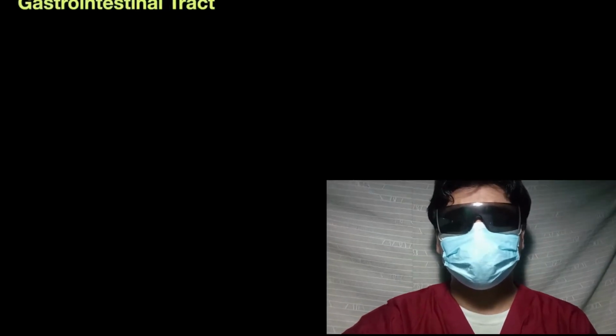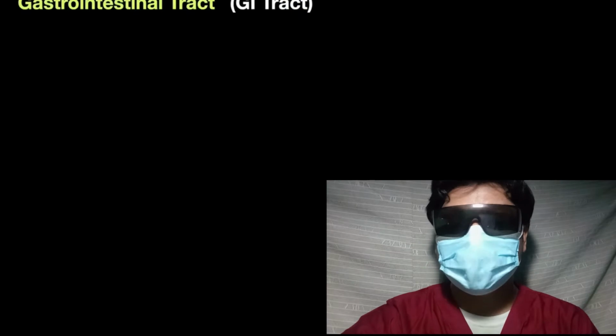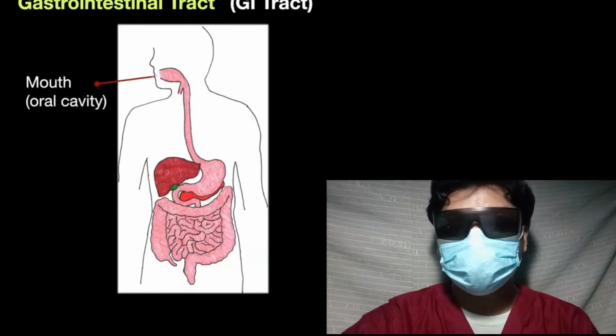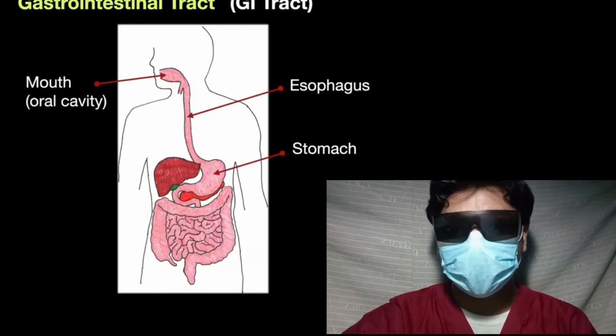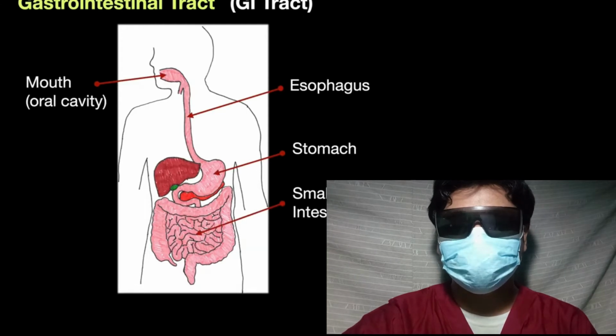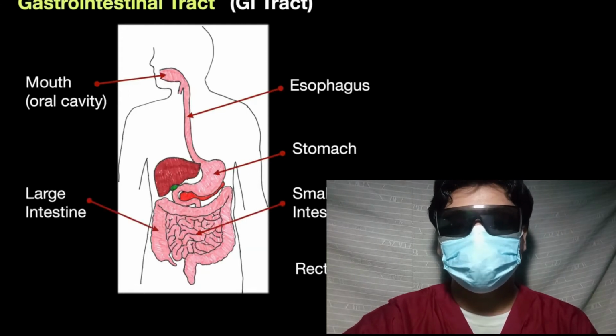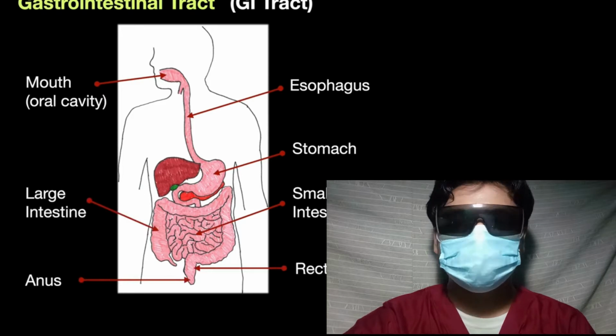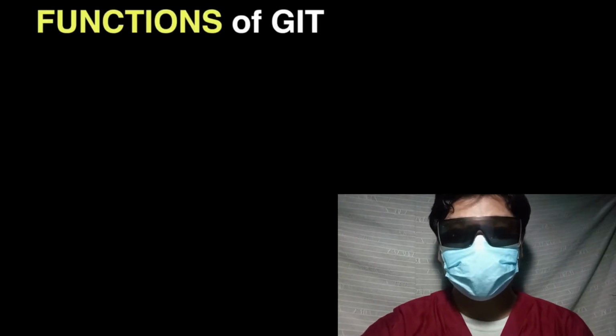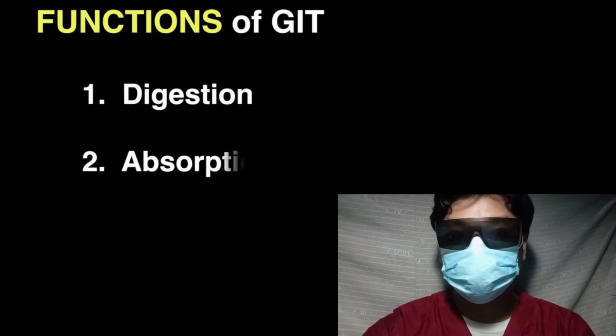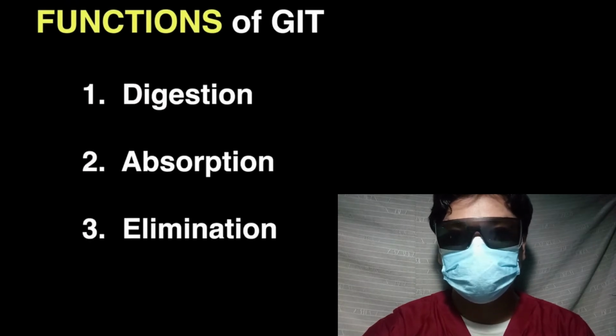The gastrointestinal tract, or GI tract, starts from the mouth, then to the esophagus, the stomach, the small intestine, the large intestine, and then the rectum and anus. The three main functions of the gastrointestinal tract are digestion, absorption, and elimination.